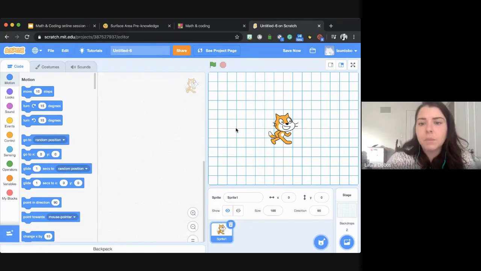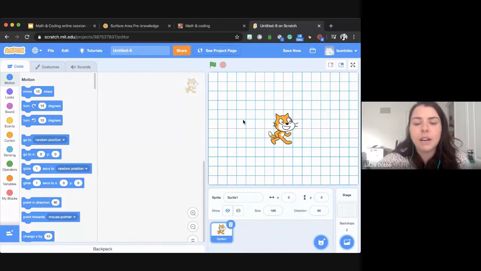So that becomes really important when you're using math here because if you need to know specific measurements, if you want students to be drawing, let's say, a cube that's 3 by 3 by 3 by 3, they need to know the pixel sizes so they know how far to have their character go.